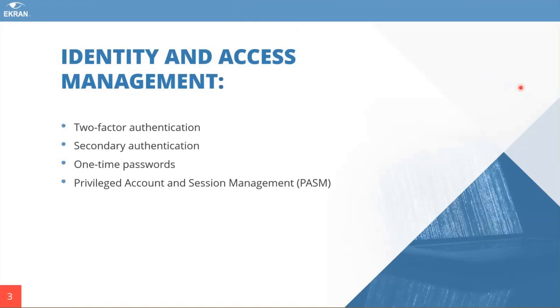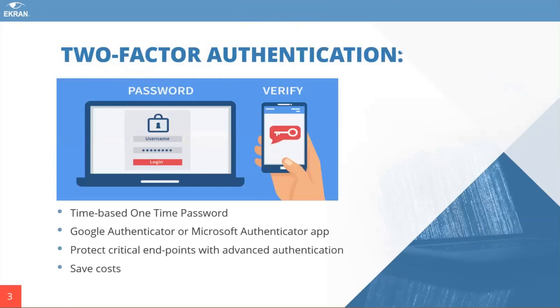Okay, so let me move on to the IAM part. Starting with identity and access management, here we can offer you two-factor authentication, 2FA, which means that if the user is logging into their laptop or desktop, they can use a mobile application, either Google Authenticator or Microsoft Authenticator, and generate an OTP token, and they can securely log into the Ekran portal and to the user machine.